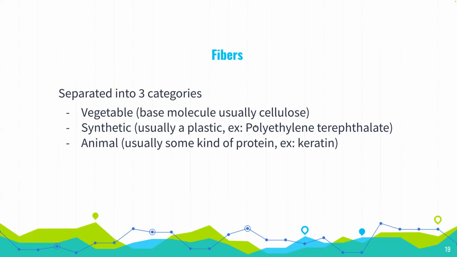Oh, okay. So fibers are separated into three categories: vegetable, synthetic, and animal. A vegetable fiber has a base molecule, usually like cellulose or some kind of structural protein or polymer. Synthetic fibers are usually plastic, like polyethylene terephthalate. And animal fibers are usually some kind of protein. An example would be wool, which is keratin.